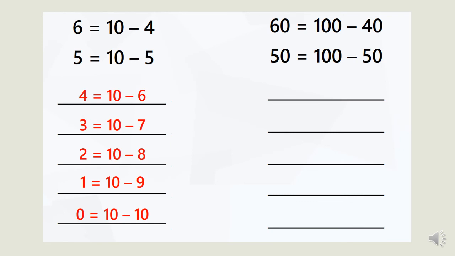Right, did you work it out? So can you see the pattern? 10 take away 4, 10 take away 5, 10 take away 6, 10 take away 7, and so on. So if you can work those out, and you were a bit confused with the ones on the right, you could pause the video again and see if you can work out the ones on the right. So again, 60 is the same as, is equal to 100 take away 40. See if you can work it out.